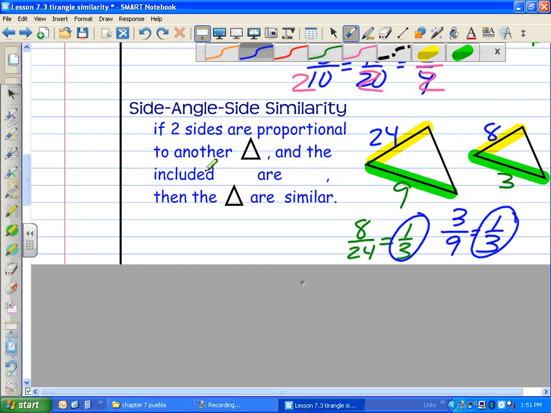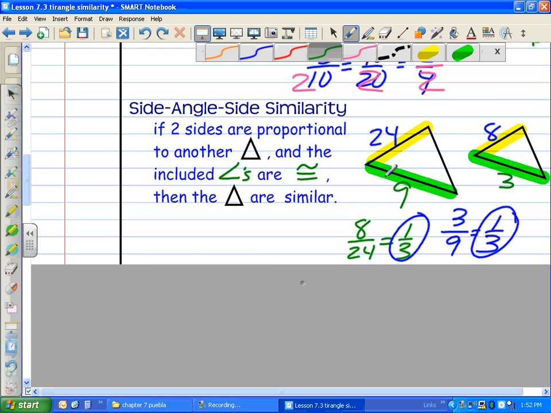Now here it says, and the included angle, this I'm missing in the angle right here. And the included angles are, what do you think it means? Congruent, because they have to be exactly the same. Then the triangles are similar. So what does the included angle mean? If you remember, I hope you know that it's the angle that's right between the two lines that we're talking about.